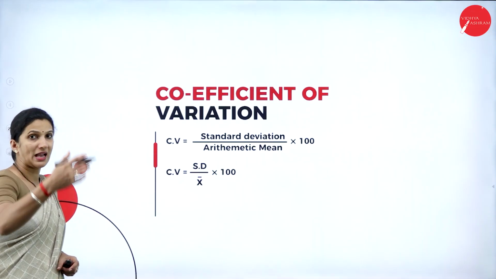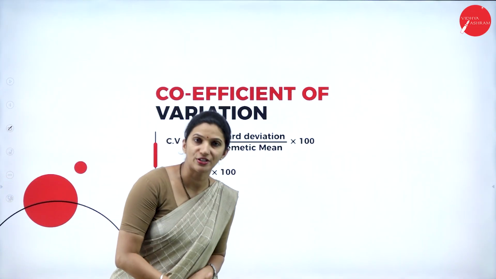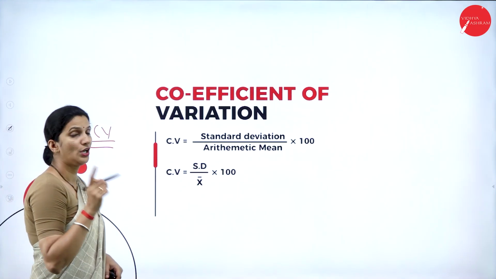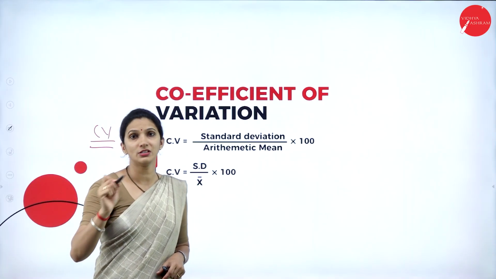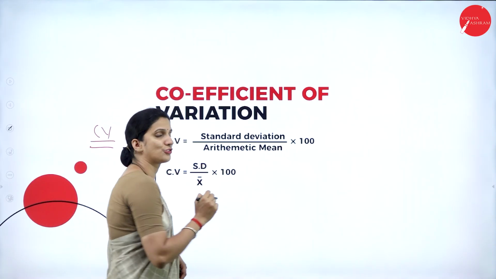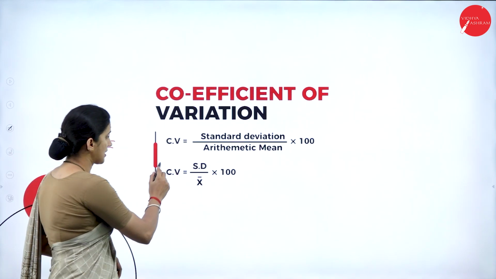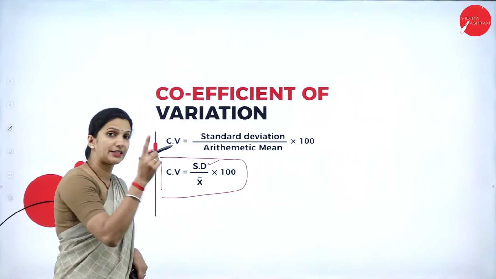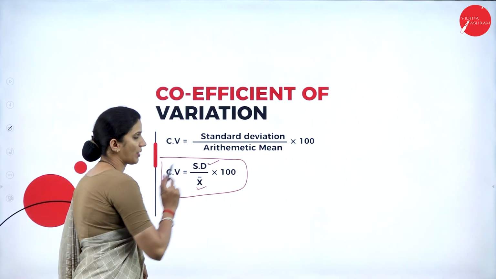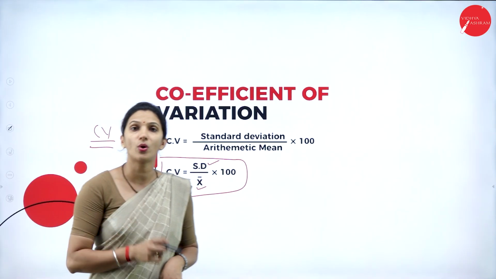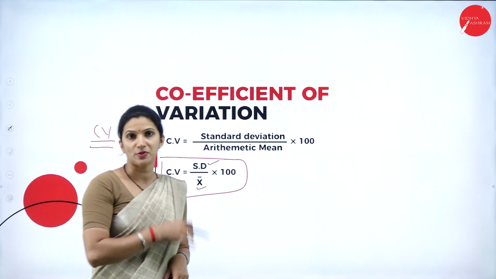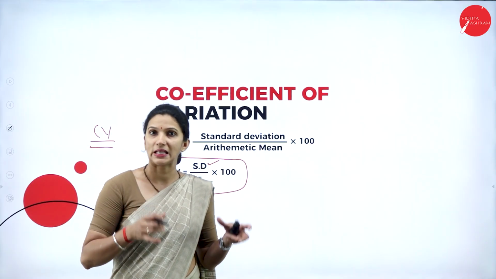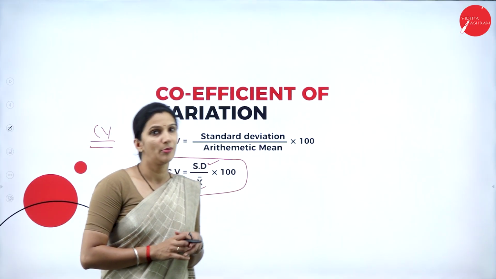Then after your standard deviation, we'll find out the coefficient of variation. That is, CV is equal to standard deviation divided by arithmetic mean into 100. So whatever standard deviation you have calculated, divide it by your arithmetic mean, that is x bar, into 100. So we will get the coefficient of variation. Especially in capital budgeting, the standard deviation and the coefficient of variation are mainly used to calculate the risk involved in the project.